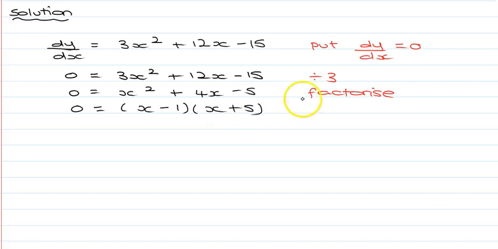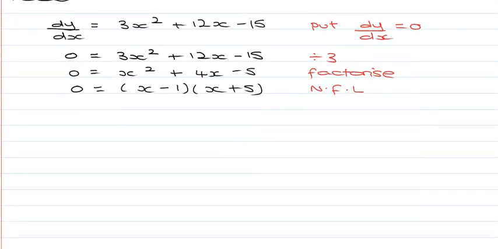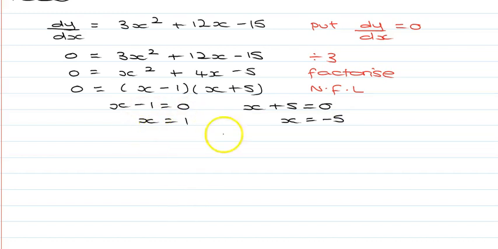Using the null factor law, we can see that either x minus 1 equals 0 or x plus 5 equals 0. Solving each of those individually gives me the 2 points for x where the gradient equals 0. That means we have two stationary points. There's one at x equals 1 and one at x equals minus 5.